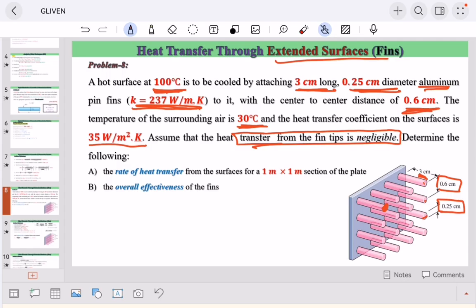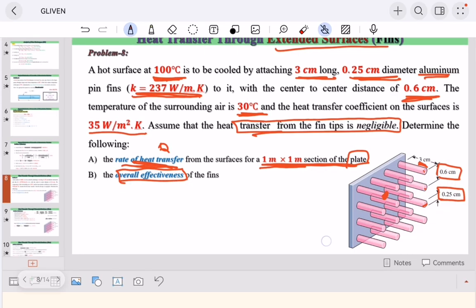This is important because we need to identify the cases from the table. The formula sheet is given to you. So you have the formula sheet, and from there you need to pick the appropriate formula depending upon the case. Now we need to determine the rate of heat transfer Q from the surface for a 1 by 1 section of plate. So 1 meter by 1 meter section of plate. And we need to also find the overall effectiveness of the fin. Let's start the problem. Let's write the given data.